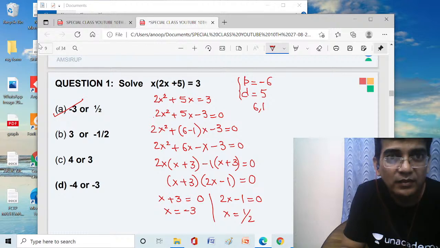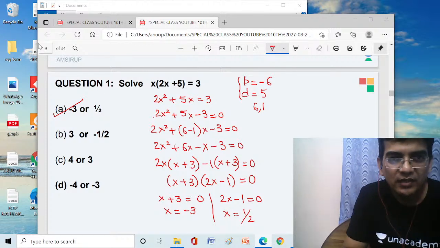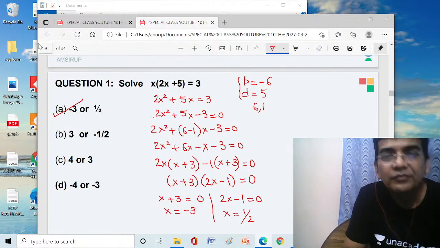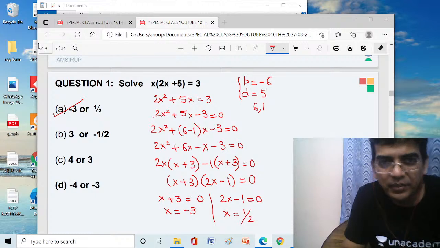Here this was the question asked: to solve this quadratic equation. Now when we opened the bracket, we saw that it is a quadratic equation. And we know that a quadratic equation can be solved by three methods. So I have gone for the factor method. By factorization, I am going to solve this equation.